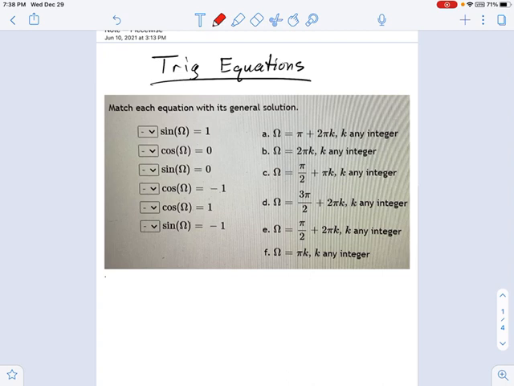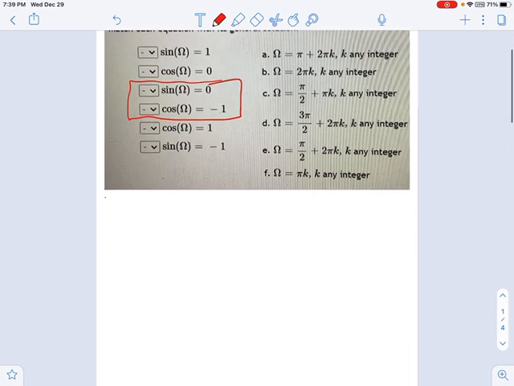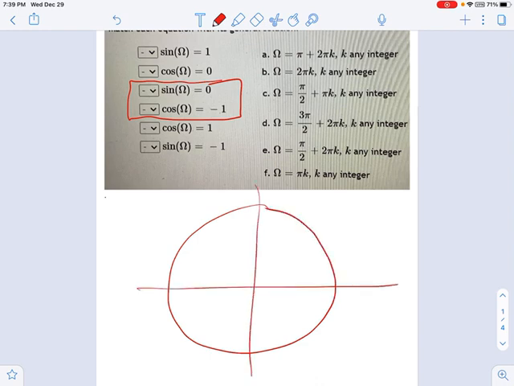So I'm going to run through this quickly for two of these. You can figure out the rest based on what I'm doing. So sine of omega equals 0. I'm going to make a unit circle. This comes in very, very handy in this unit. So sine of omega, that's talking about the y values, right? That's right here. See, the y values there are 0 on the standard coordinate plane.